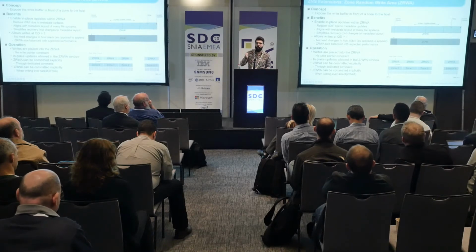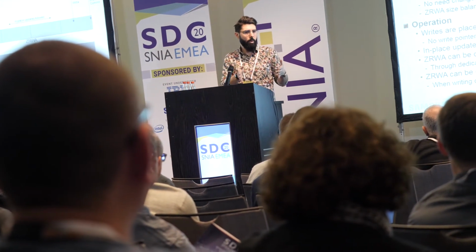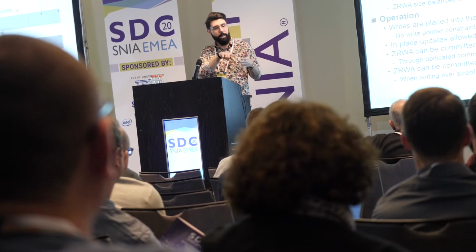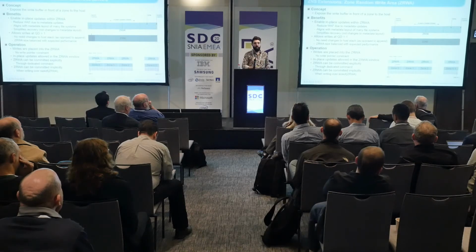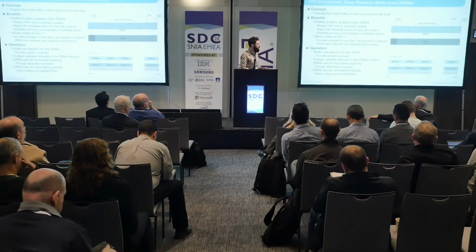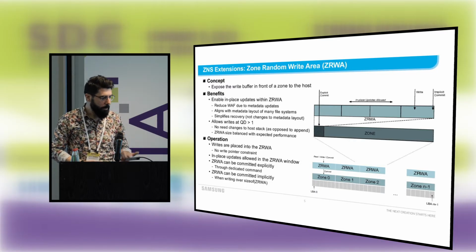So when you are writing to a particular zone, you have a window where you can do in-place updates up until the moment you want, and then when you know that that data is immutable, then you can do a commit and flush the data. And this helps very much in terms of write amplification. So that's one of the main use cases.